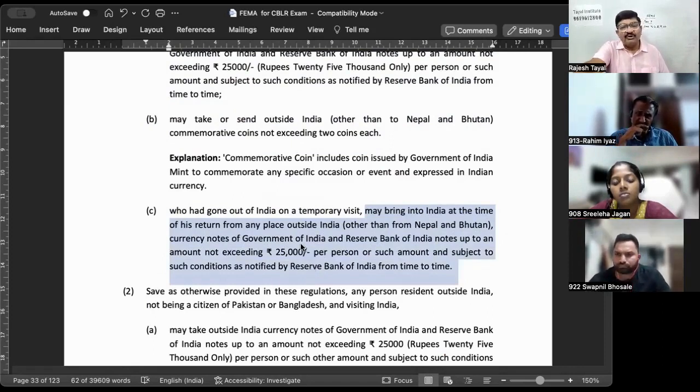Right. Now, what is not mentioned here is that it shall not be more than the currency notes that he had taken while leaving India. That is also implied. So if he has taken currency notes of 5,000, while returning he is carrying 25,000. Where from has he got the Indian currency outside India? Right.